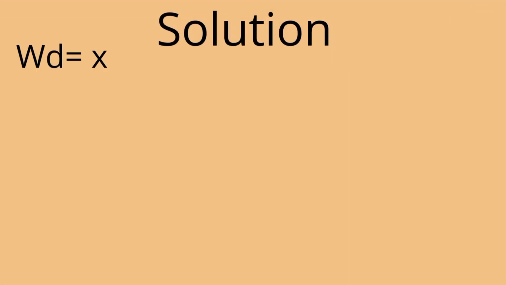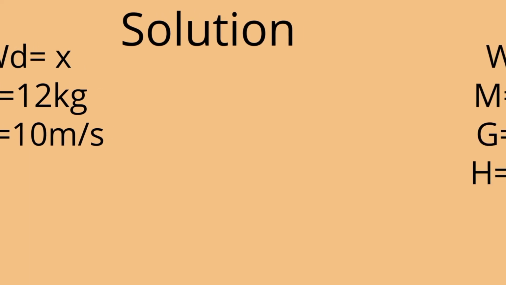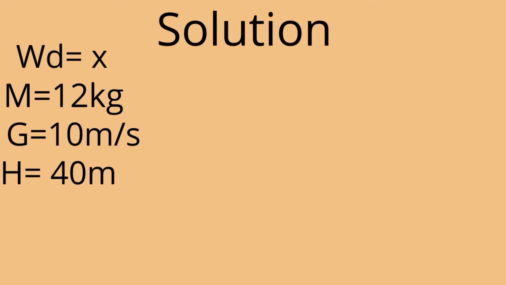Solution. Work done is equal to X. Remember, we're looking for work done. Mass we are given as 12 kg. Gravity is given to us as 10 meters per second squared. Height is given to us as 40 meters. Work done is equal to mass times gravity times height.